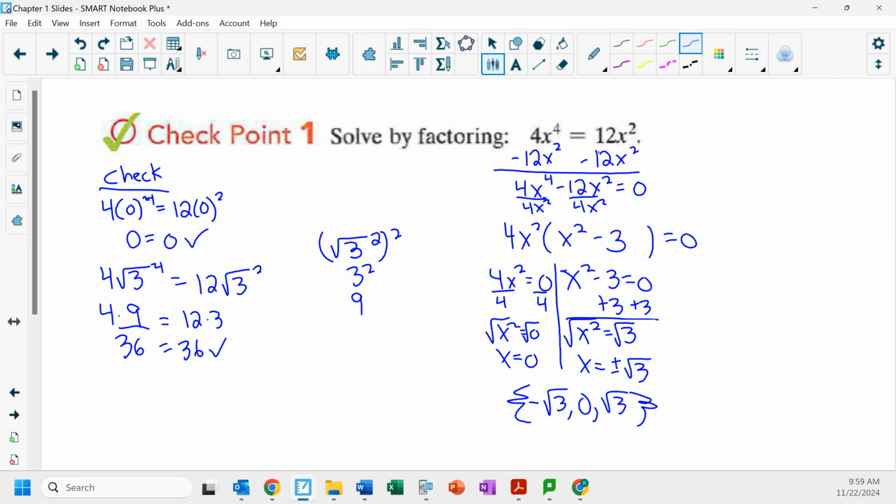And then if we made this negative root 3 instead, sorry, negative square root of 3, since we are taking even exponents, we're getting the same answers. This would give us 9 still because it's an even exponent, it has to be positive. Since we're squaring this, it would still be positive. So you get 36 equals 36 again. So those are 3 answers.